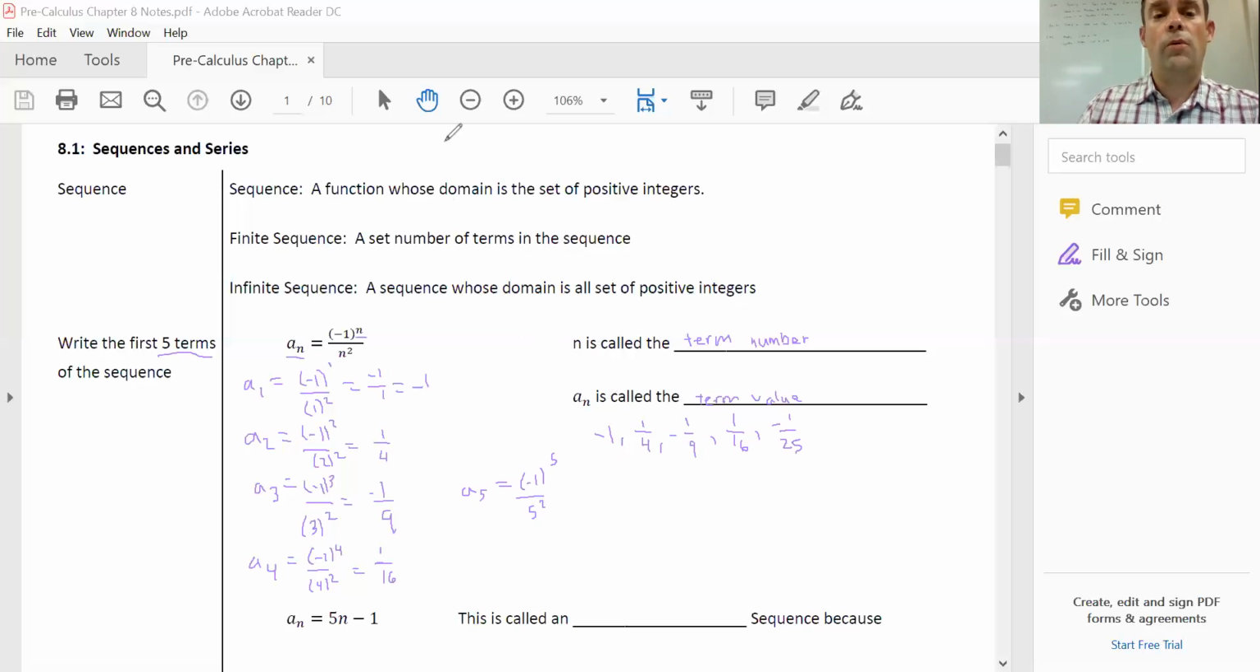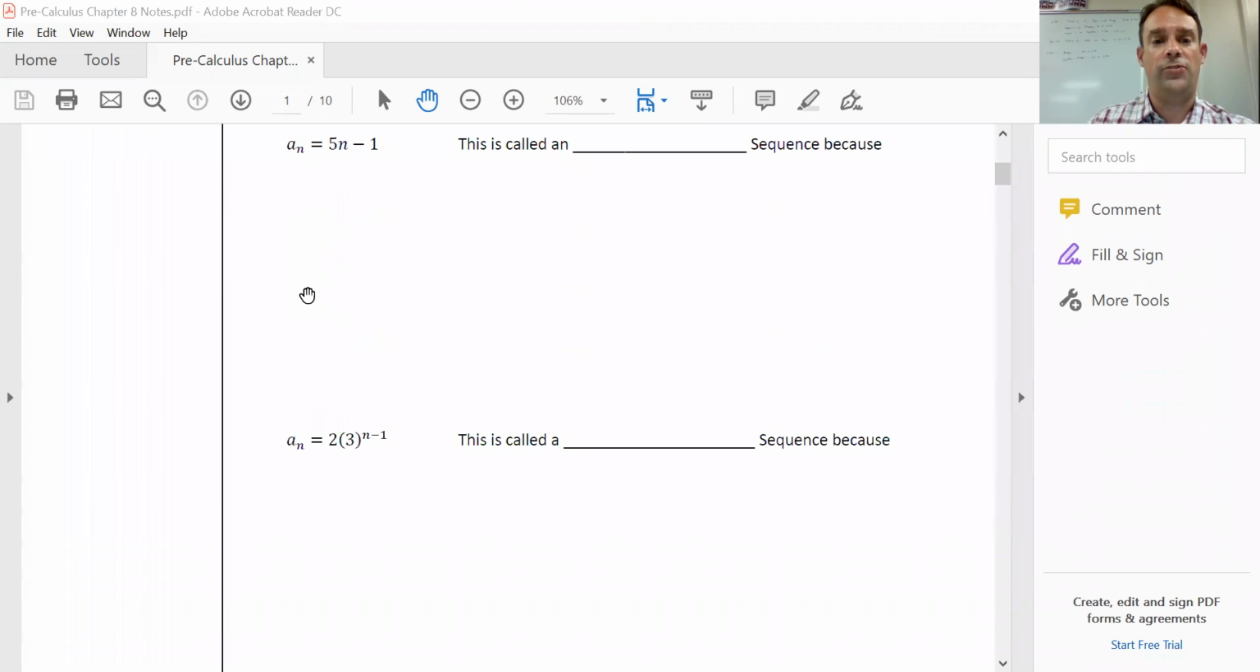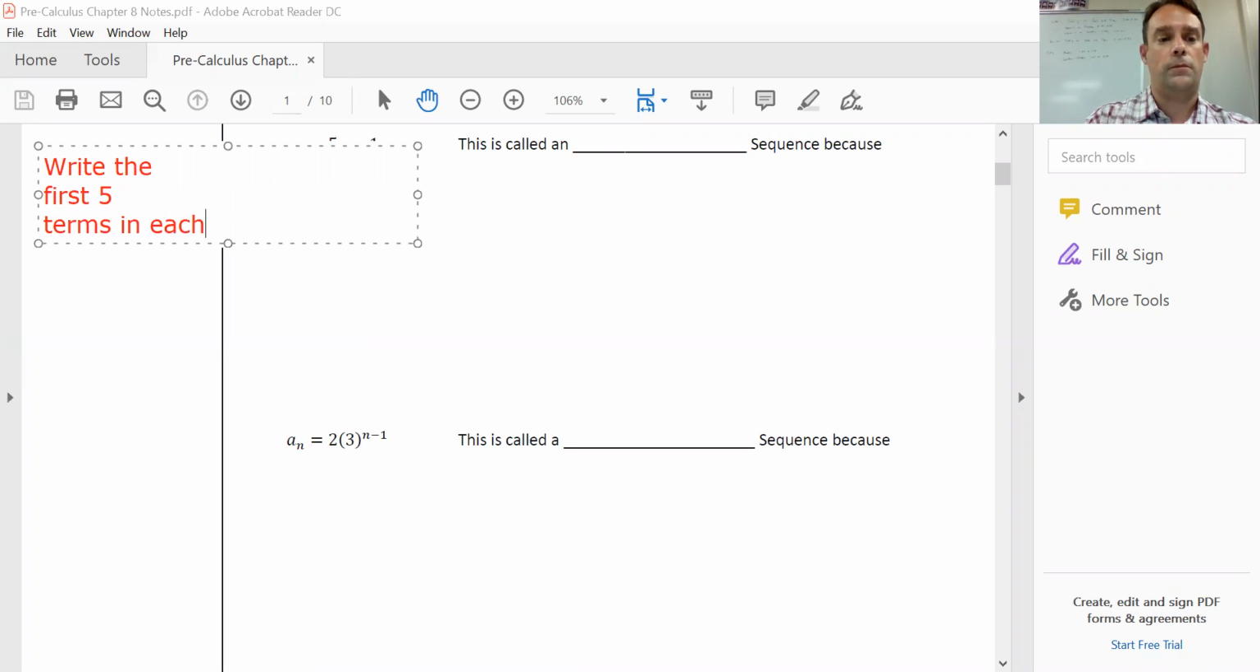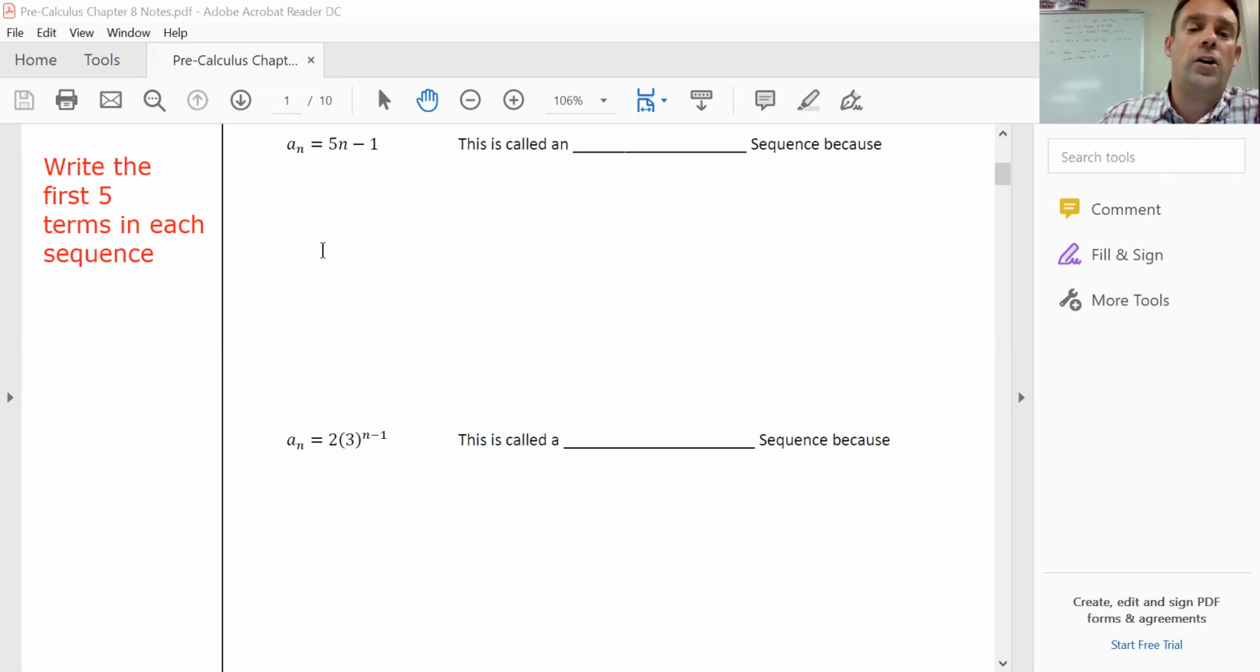All righty, so what we're going to do here is go through and deal with some sequences for a little bit. So let's clear this out of the way here. Why don't you take a look at these sequences right here and see what you can do. Same thing, you're still writing the first 5 terms in a sequence. So that hasn't changed. So why don't you see if you can write the first 5 terms in each sequence, and then we'll talk about it. So go ahead and pause the video and give it your best shot.